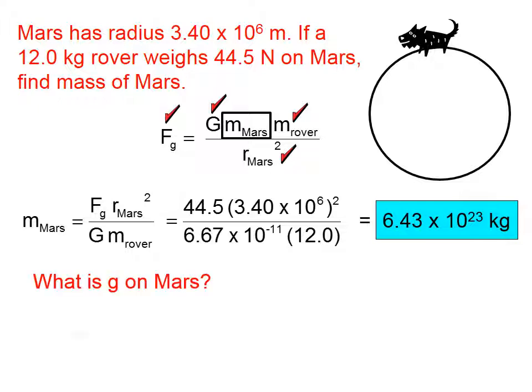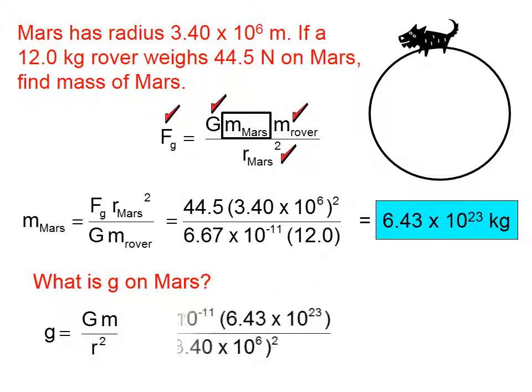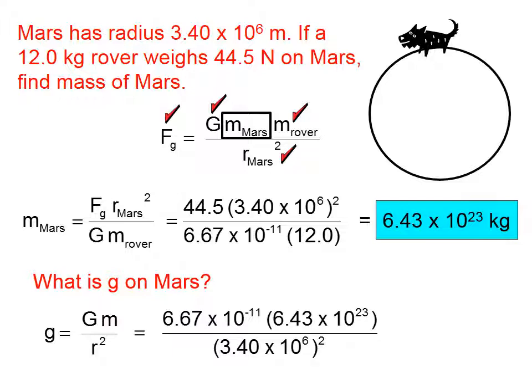What's little g on Mars? Well, there are any number of ways you could find this, but we're going to use the equation that we introduced on the last slide. Now that we know the mass of Mars to be right here, 6.43 times 10 to the 23rd kilograms, there's the gravitational constant, there's the radius of Mars squared, and we get 3.71 meters per second squared.